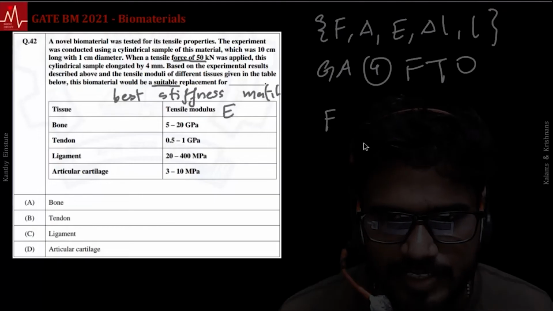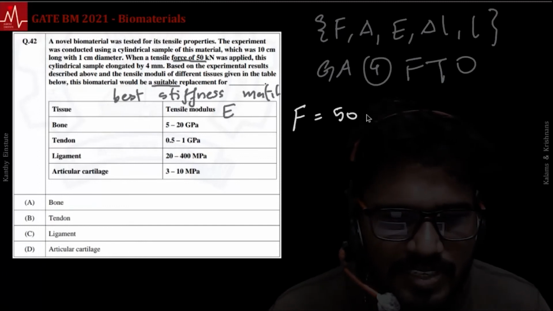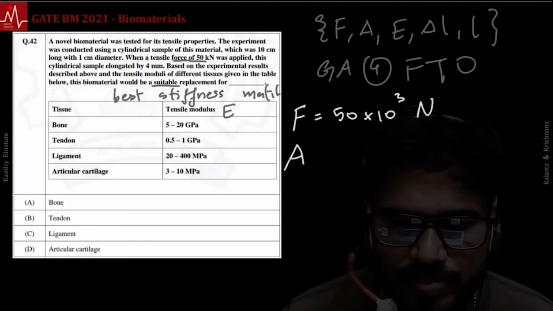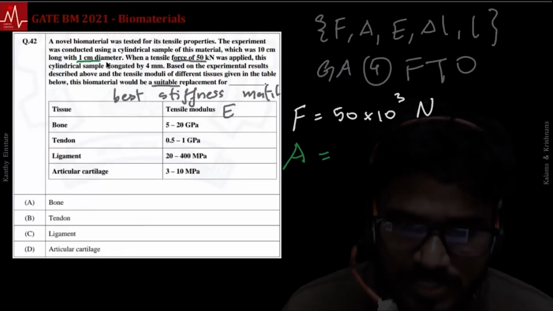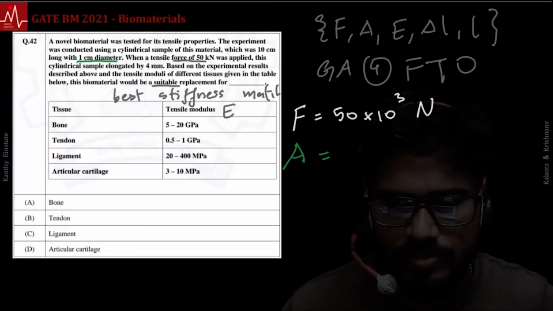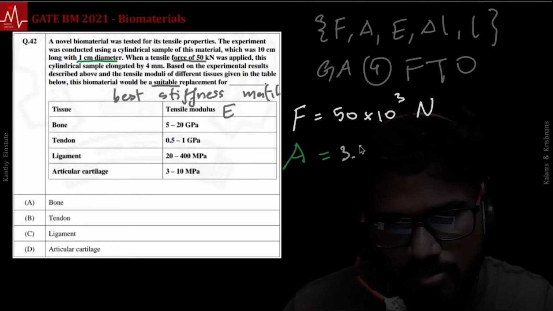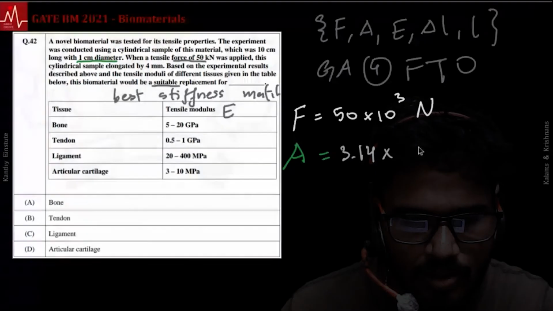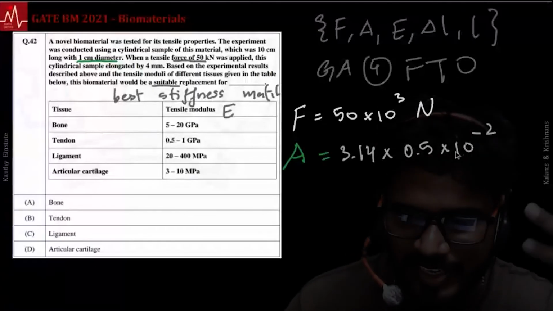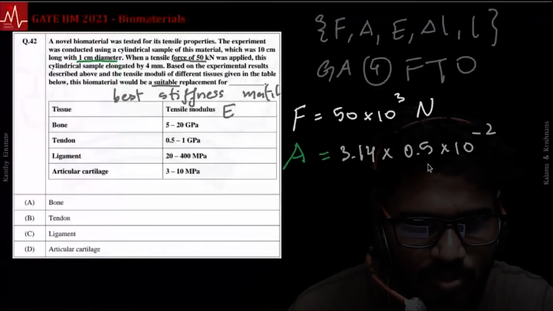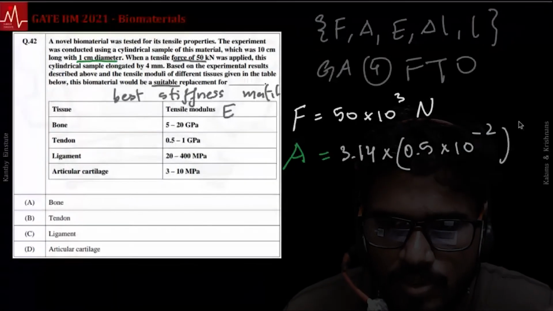Fine. Force is 50 kilonewtons, which in SI is 50 into 10 power 3 newtons. I'm going to get the area from the diameter information. It is a cylindrical sample, so I can get the radius from the diameter. The diameter is 1 centimeter, so the area is pi r squared, 3.14 into r, where r is 0.5 into 10 power minus 2 meters. Again, put everything in SI and stick to SI. Then the modulus will be in pascals; what matters is whether it is giga or mega. Handle the squares carefully.